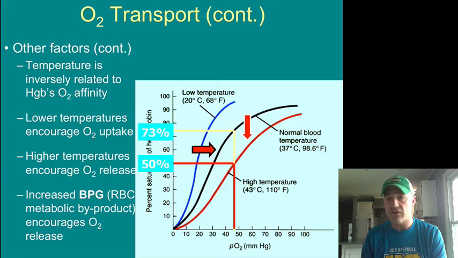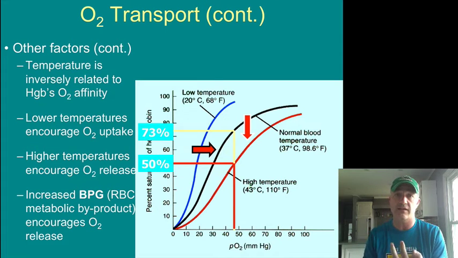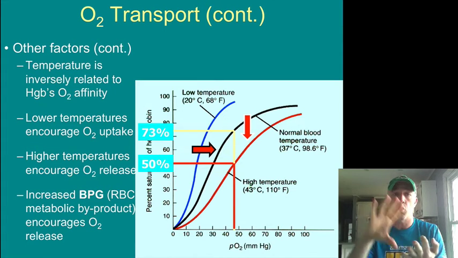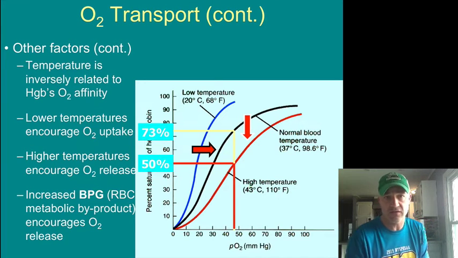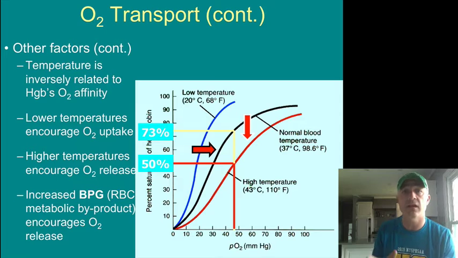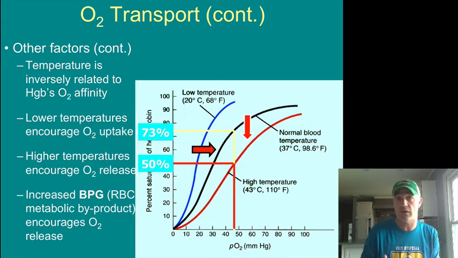So again, to me, knowing what a right shift and a left shift is, and again, knowing some of these different factors like acidity, like carbon dioxide, like 2,3-BPG, what do they do to these curves, and what does that mean in terms of offloading at the tissues? That's all stuff that to me is key for understanding for our exam.